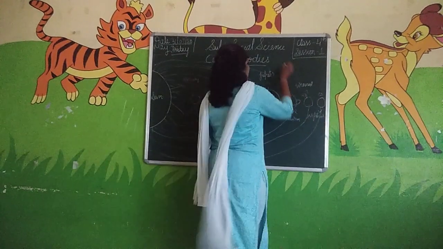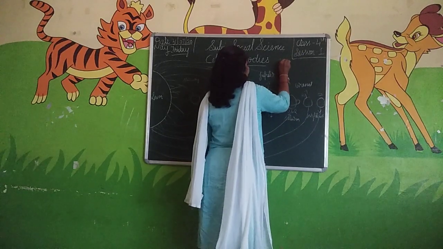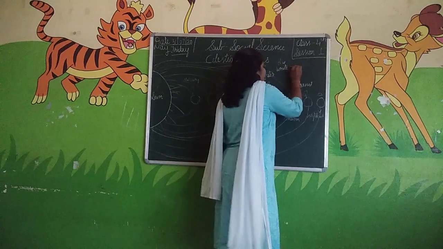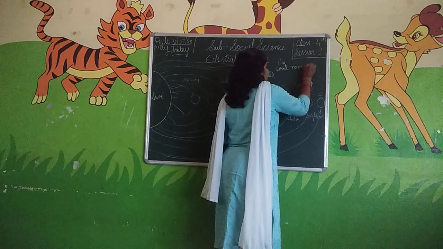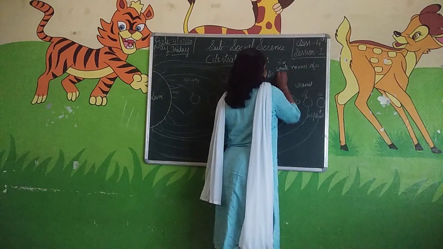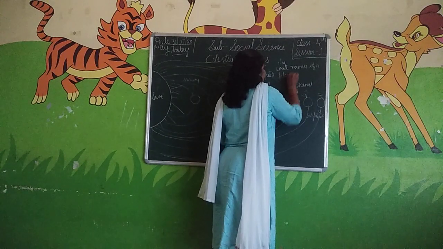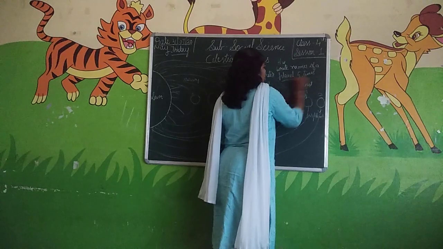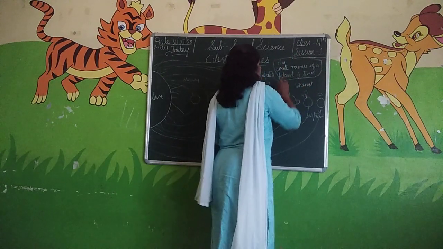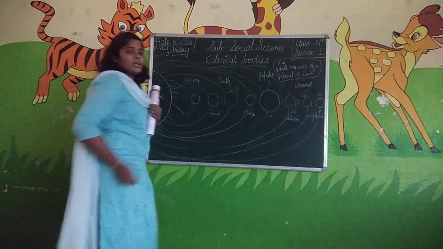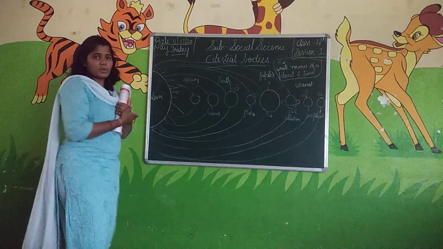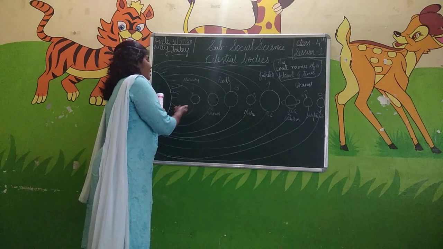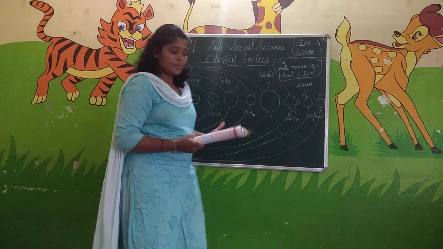I'll write in this corner, copy this one. Names of planets, five times. And also draw the solar system in this drawing book itself and name the planets in it. Okay, thank you.